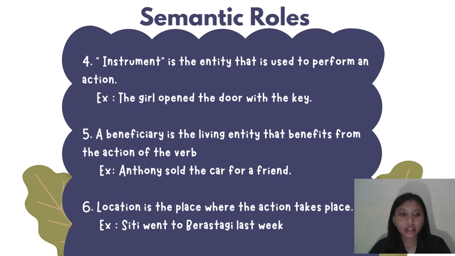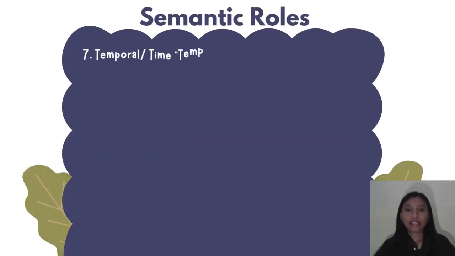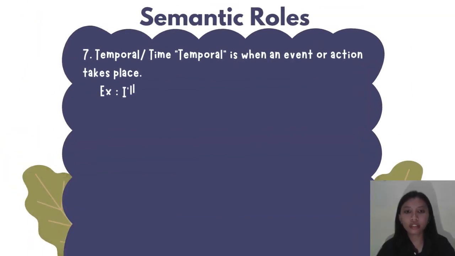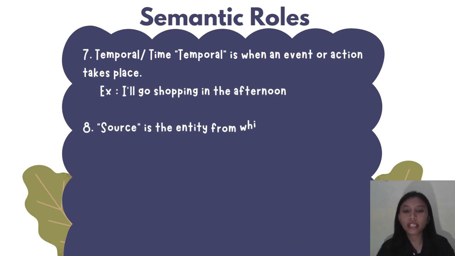Okay, and then number 6, location. Location is the place where the action takes place. For example, Siti went to Brastagi last week. So Brastagi is the location in this sentence. Number 7, temporal or time. Temporal is when an event or action takes place. For example, I'll go shopping in the afternoon. So in the afternoon is the temporal or time in the sentence.